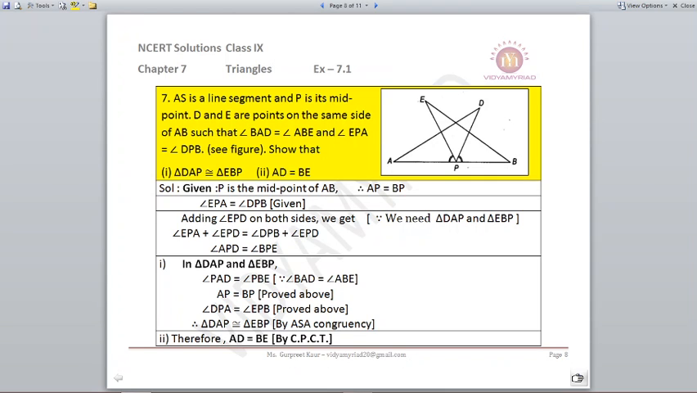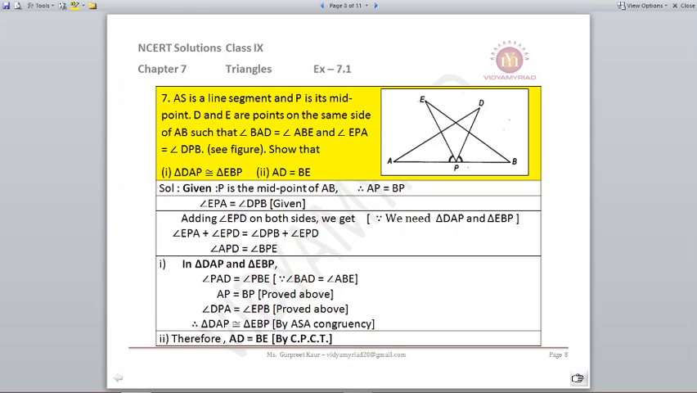Question number 7. AB is a line segment and P is the midpoint. D and E are the points on the same side of AB such that angle BAD is equal to angle ABE and angle EPA is equal to angle DPB. Show that triangle DAP is congruent to triangle EBP. That means they are again talking about the full triangles.